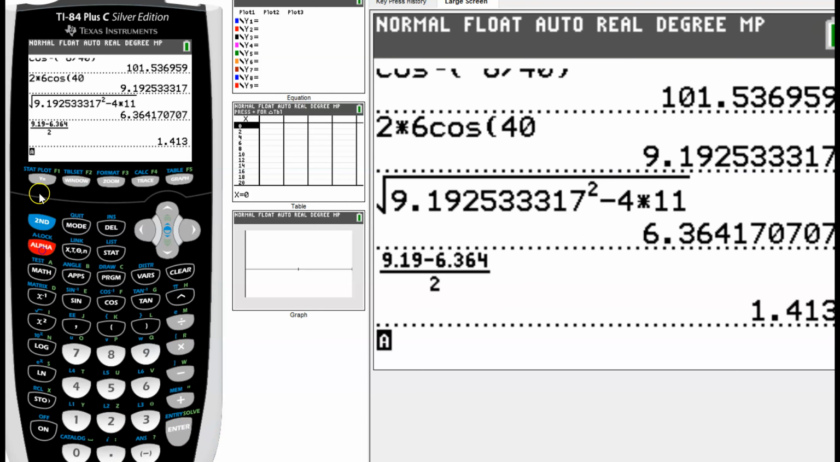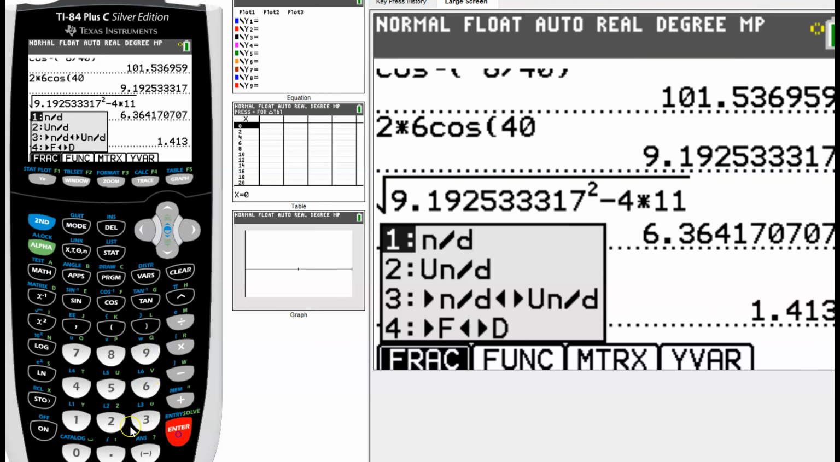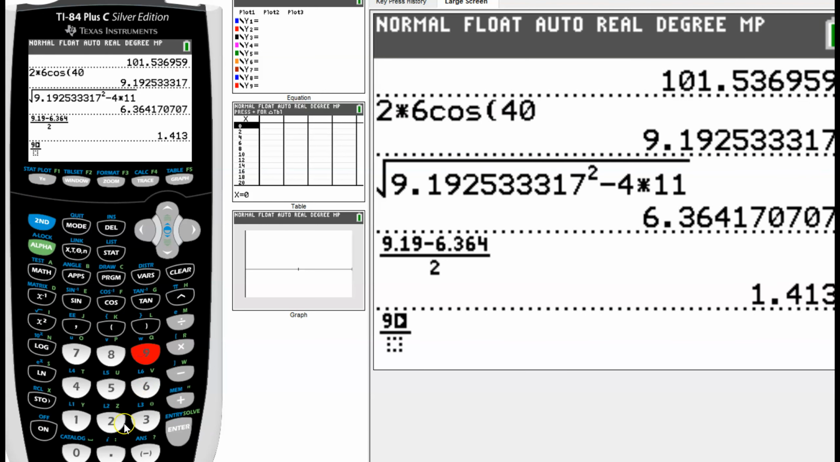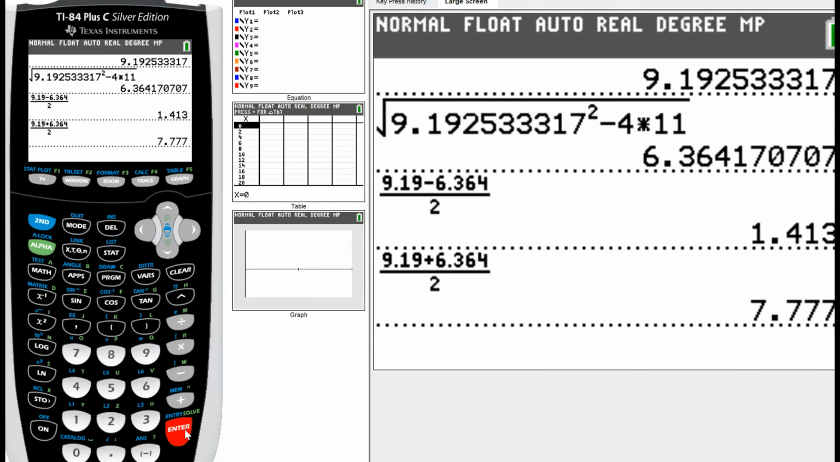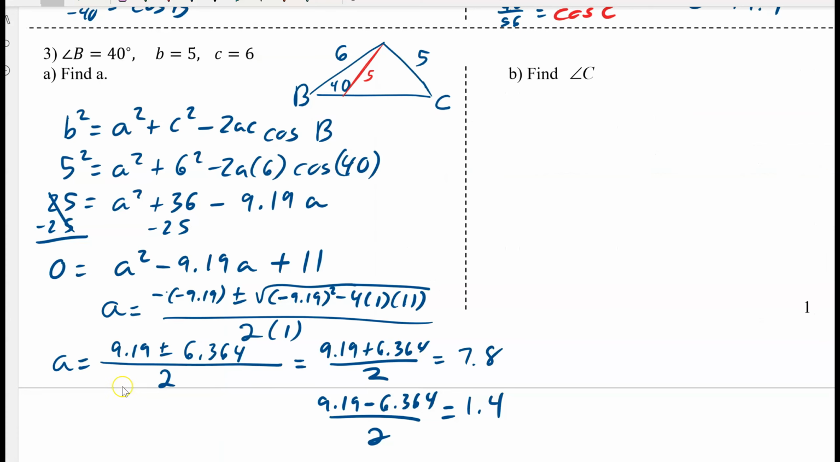So we do it again: 9.19 plus 6.364, all over 2, hit enter, and we get 7.77. So we'll do 1.4 and 7.8, and those are our 2 sides. You can see that one right there is the 1.4, and then the big triangle is 7.8.